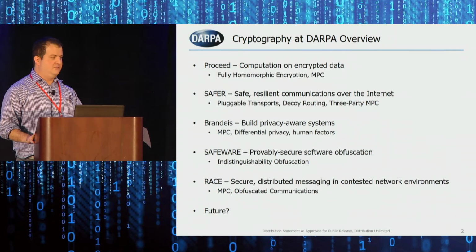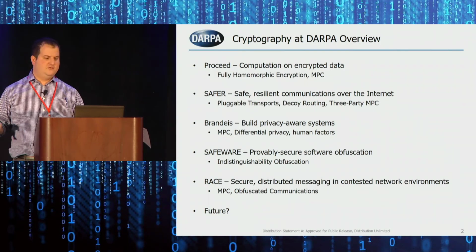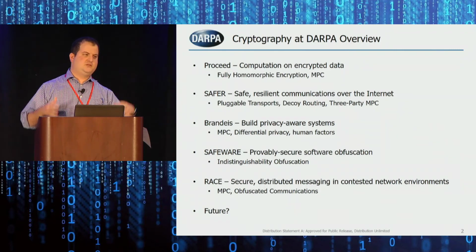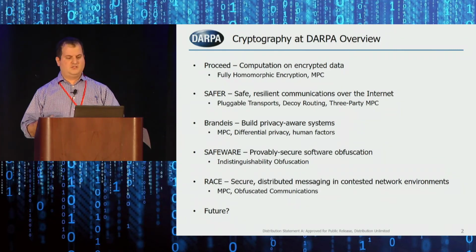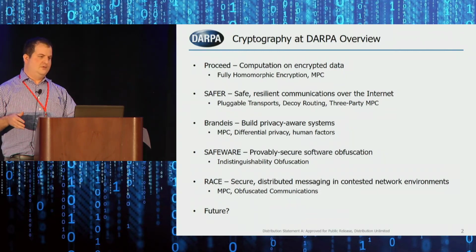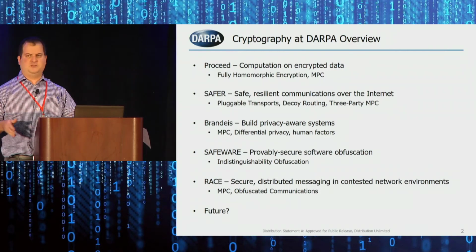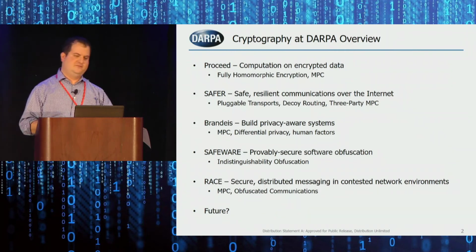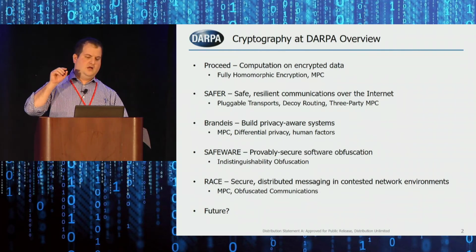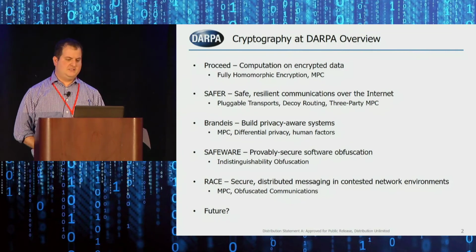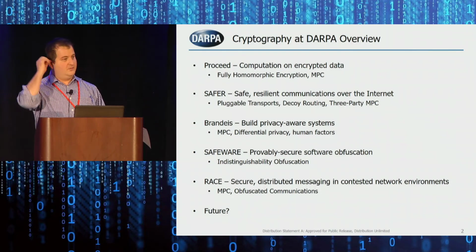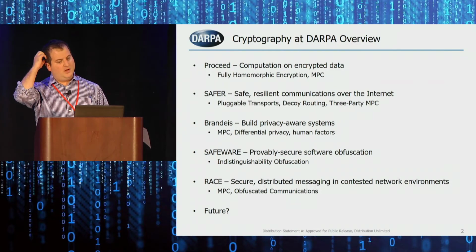Then there was Brandeis, which was looking at building privacy-aware systems. The focus there is a little different: not just MPC, but also differential privacy and human factors. There's also Safeware, looking to do something called indistinguishability obfuscation, which, anyhow, we'll leave it there. And then Race, which is doing secure distributed messaging in contested network environments, largely focusing on MPC and obfuscated communications. And then the question is, where are we going?